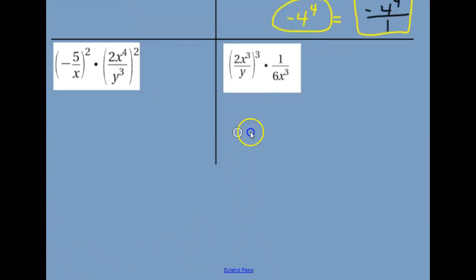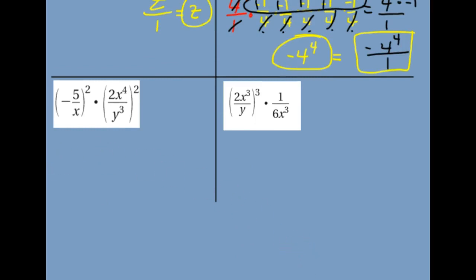Alright, 2 more like this. I'm going to write everything out just as I see it. Negative 5 over x, 2 times. Negative 5 over x, negative 5 over x. And then I need to write this piece out 2 times as well. 2x to the 4th over y to the 3rd. 2x to the 4th over y to the 3rd. I wrote that 2 times, and I wrote this 2 times.